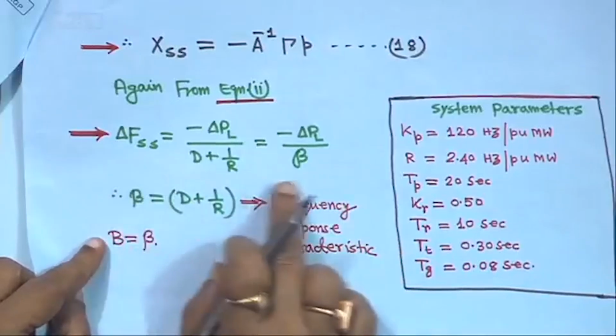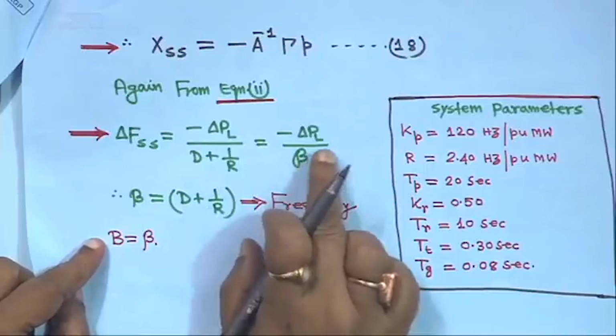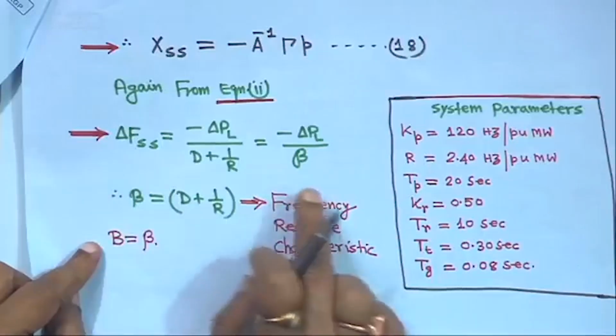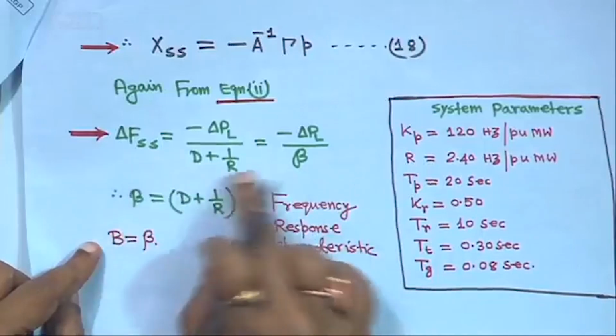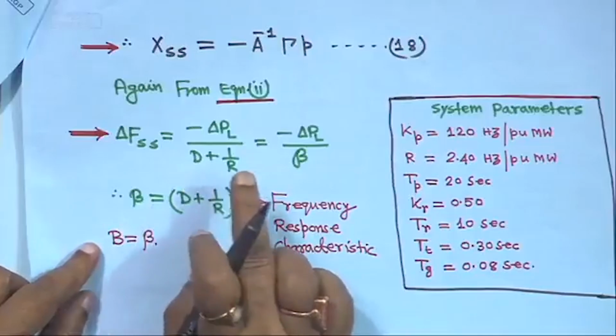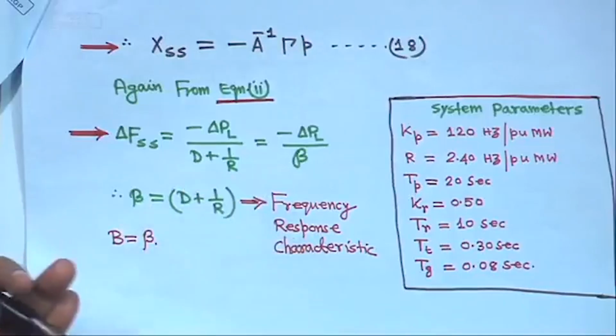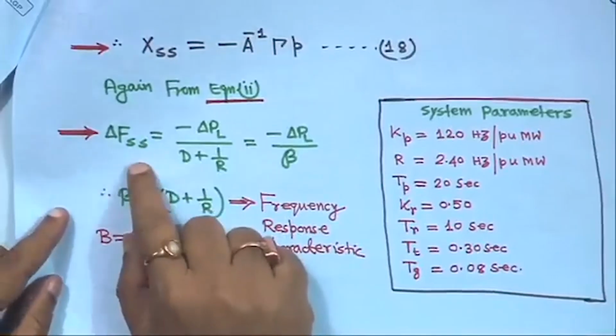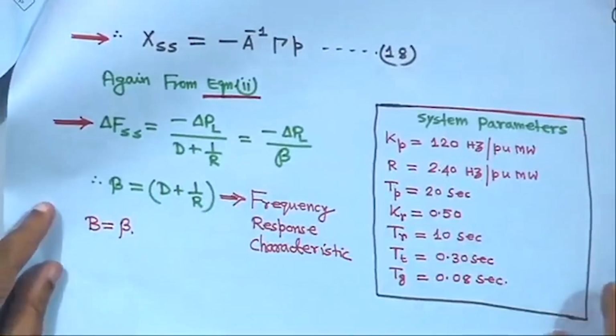Because minus delta PL will be beta into delta Fss. So, the steady state value also depends on D and 1 upon R. If the load is sensitive to changes in frequency, and the speed regulation parameter R, that governor speed regulation parameter, plays an important role in terms of the frequency response.